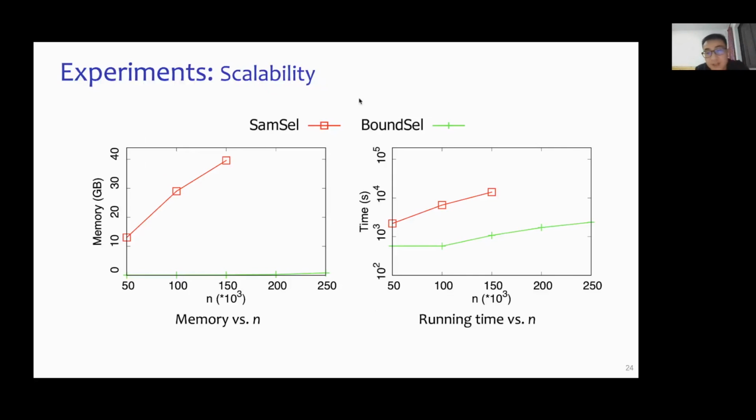To evaluate the scalability of our solutions, we vary n from 50,000 to 250,000. When n is equal to 150,000, BoundSel can return the results in a reasonable time, but SamSel takes almost 4 hours to return the results.